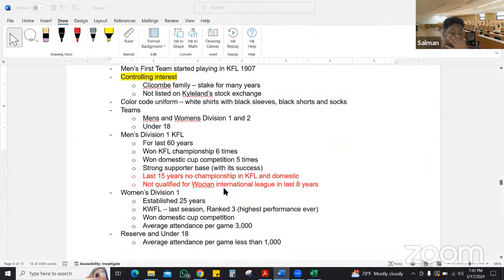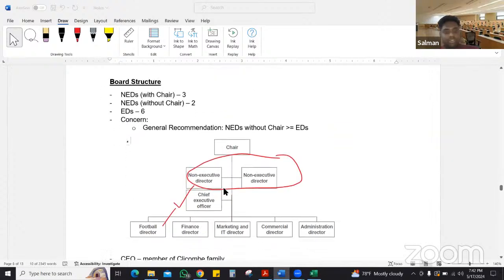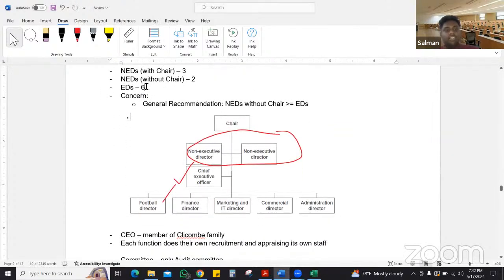Dushyant, it can be equal. Without the chairperson, it can be equal. So here there are 6 EDs, right? So without chair, there can be 6. With chair, it can be 7. So this is acceptable. There are no complaints.